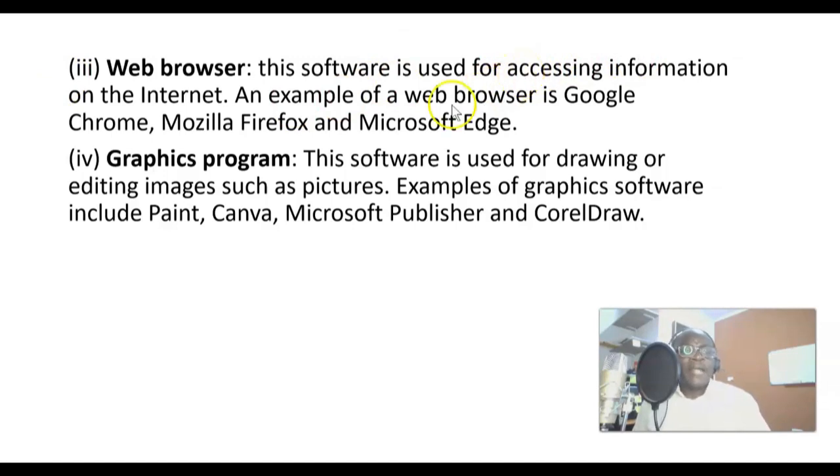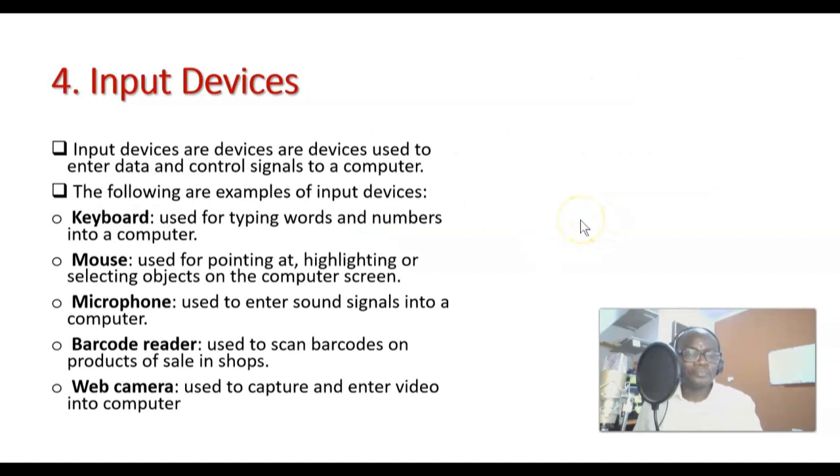So a web browser is software that enables you to access information on the internet. Now, another example of software is a graphics program. A graphics program or graphics software is software used for drawing or to edit images such as pictures. And there are different types of graphics programs. Examples are one called Paint, which is provided by Microsoft. Another one is called Canva. There's another one called Microsoft Publisher, and another one which is known as CorelDRAW.